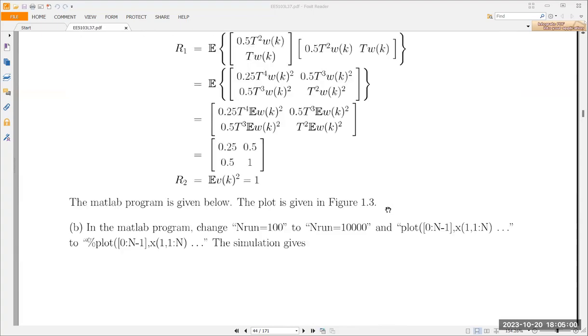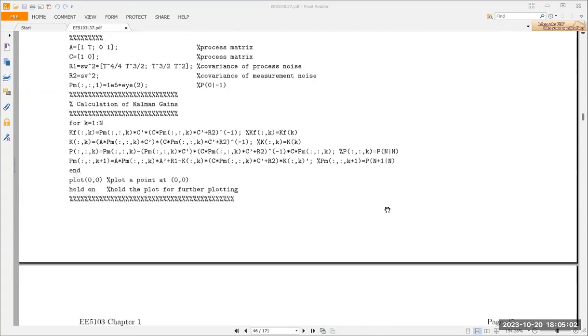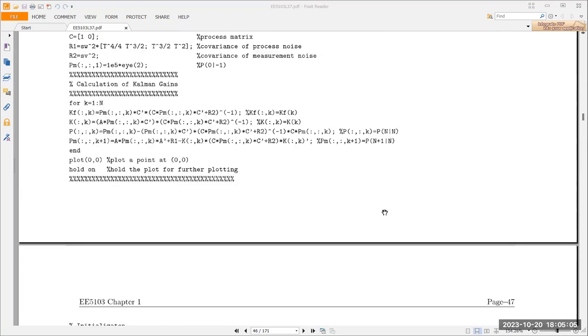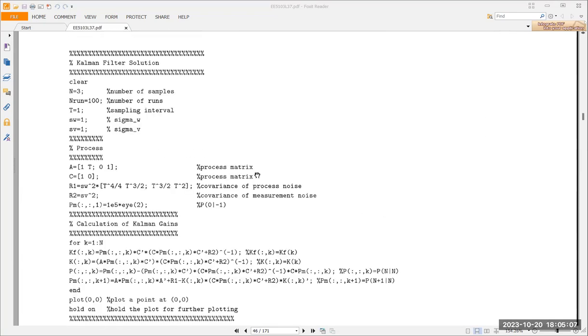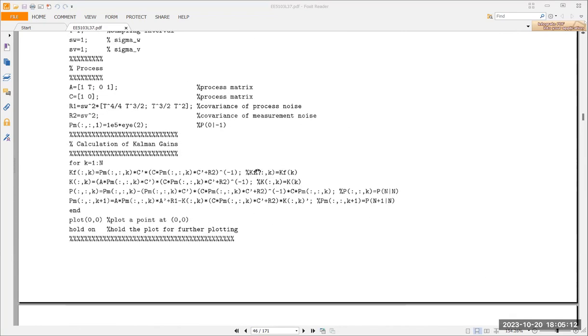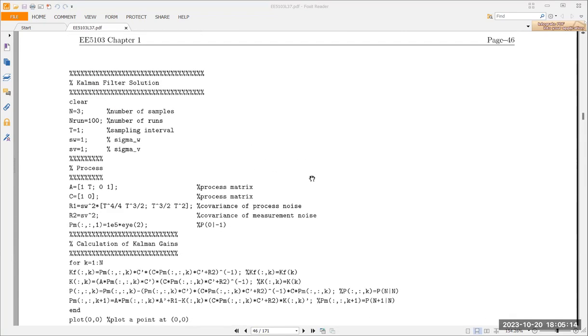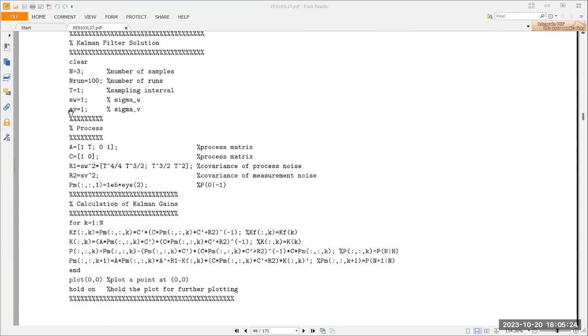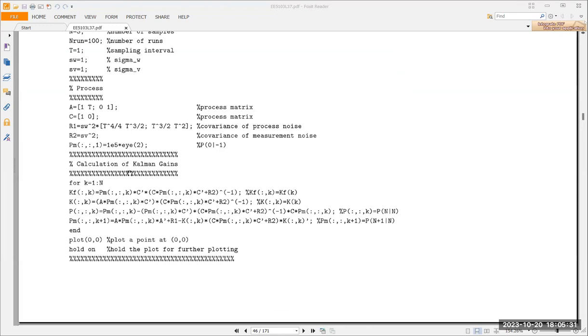So I wrote the MATLAB program for you. It's just 2 pages. You go and take your MATLAB, copy it, and then run it. It's just 2 pages, very easy. Now, you can see that the first part is just writing down all the parameters, whatever is given. A is given, C is given, and this is to calculate the command filter gains.